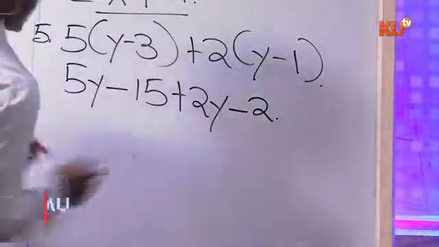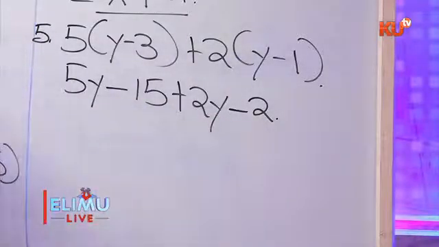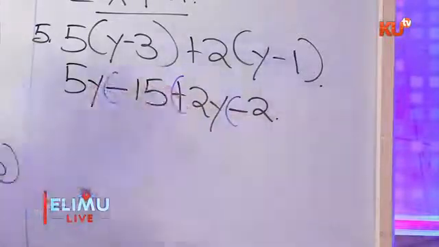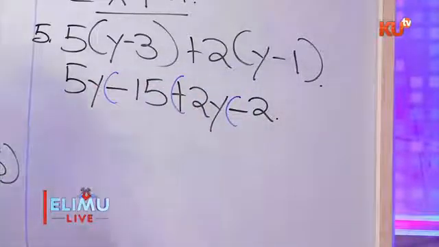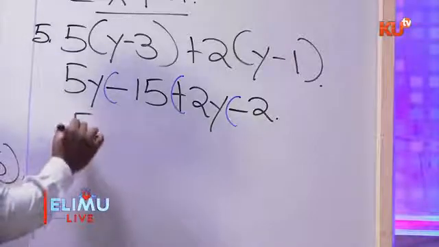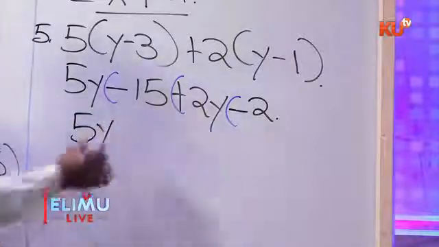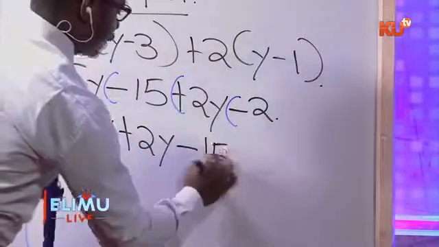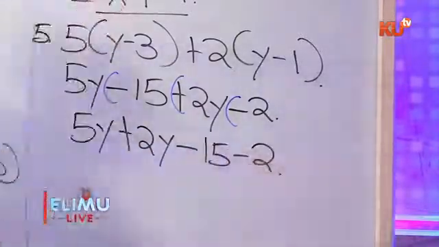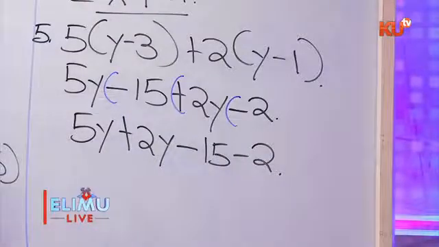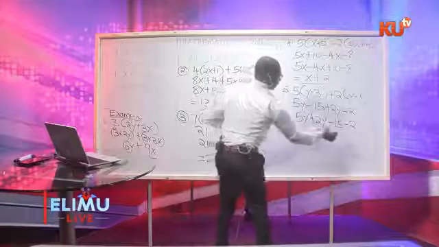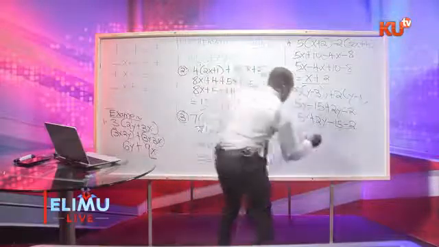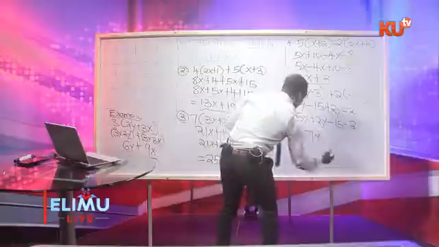So we solve this by collecting the like terms. Before that, we share the signs. So a number and the sign before the number. Then we collect the like terms, which is 5y plus 2y minus 15 minus 2. Then we solve this and we solve this. We have collected the like terms. So 5y plus 2y, that is 7y.